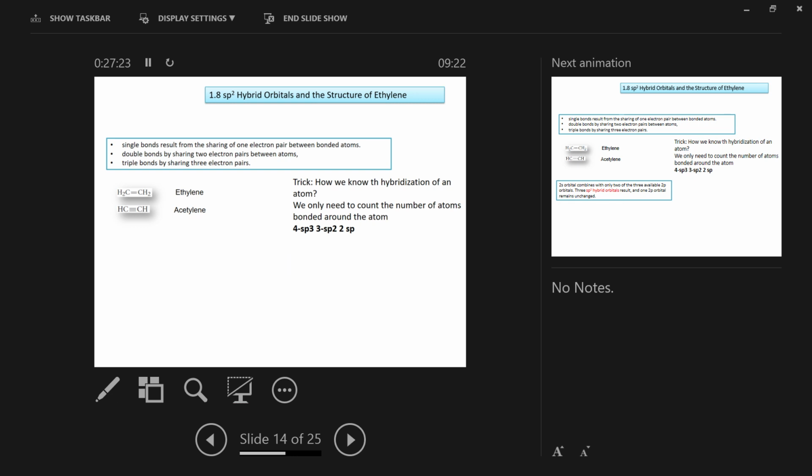And the rest of the orbitals, in the case of ethylene the pz, and in the case of acetylene the pz and py, will remain intact. Okay, we will only hybridize as many orbitals as bonds we have in the carbon.